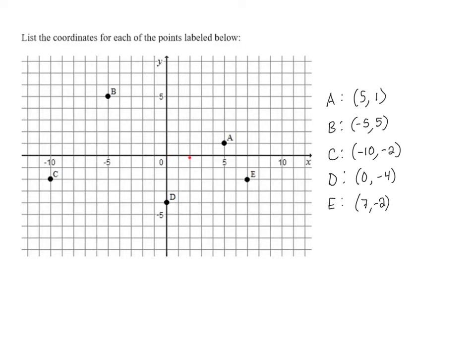Again, to get to E, we go to the right 7 on the x-axis, so the x-coordinate's 7. And then we go down 2, so the y-coordinate is -2. And that gives us 7, -2.